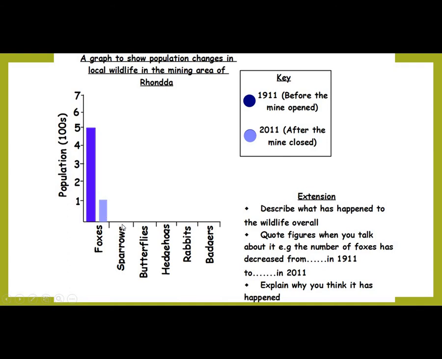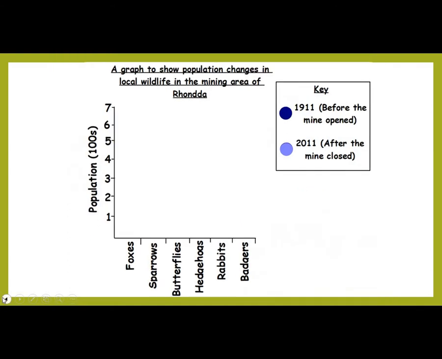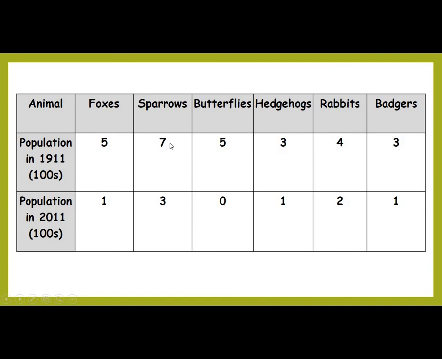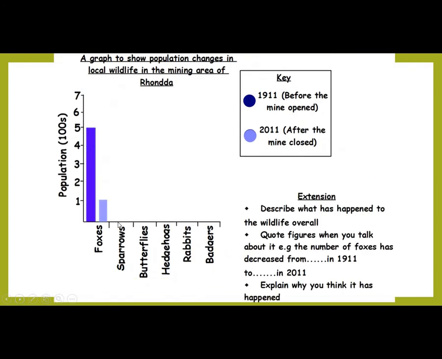Okay, so when you're then going to do it for sparrows, there were 700 sparrows in the area in 1911 and just 300 in the area in 2011. So I would take a dark blue and draw a 700 high bar, and then I'd take a light blue and draw a 300 high bar. The important thing, look, the spaces are the same width as the other spaces and the bars are the same width as the other bars. So within your space for sparrows, space, bar for 1911, space, bar for 2011, space.